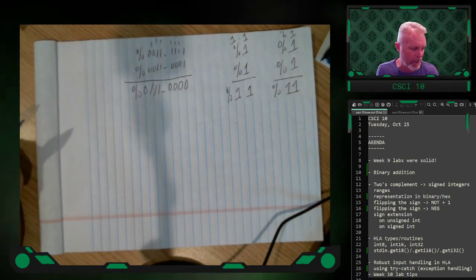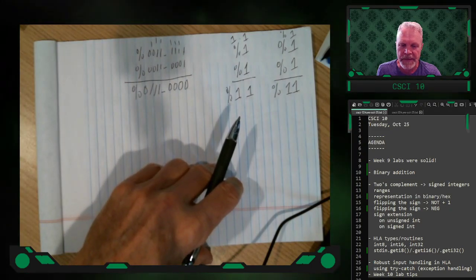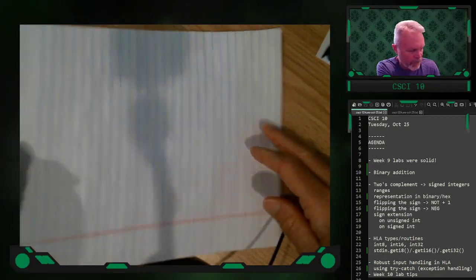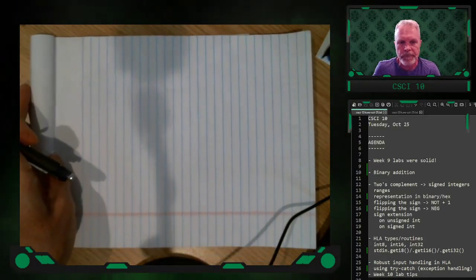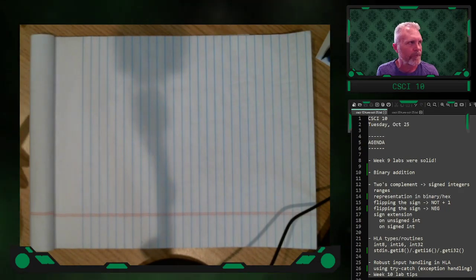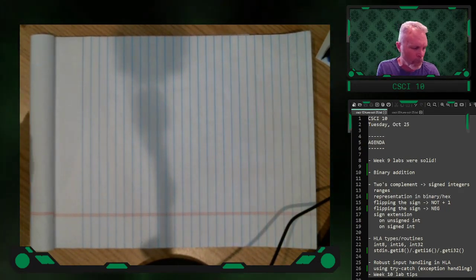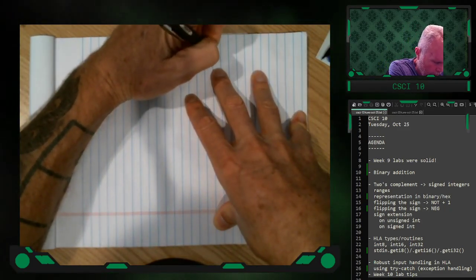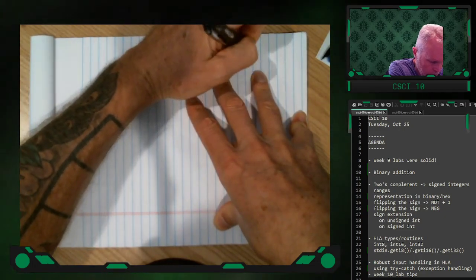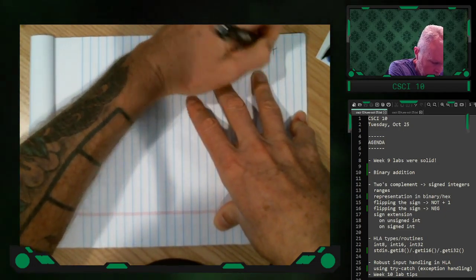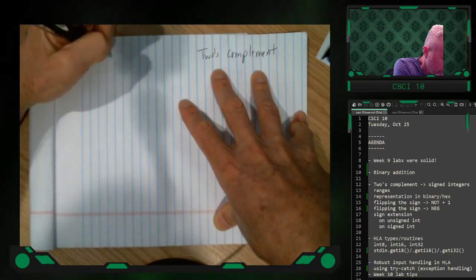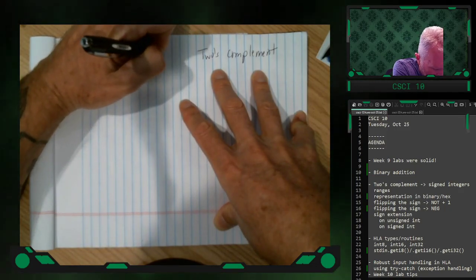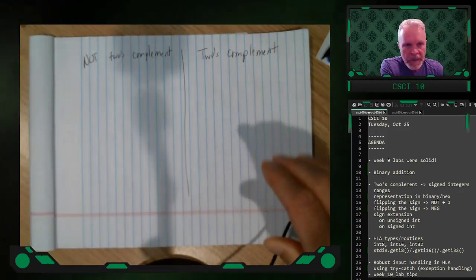I'm just going to stay on the paper for now, I guess. Yeah, let's stay on the paper. So two's complement. There's really only, well, yeah, we'll say there's kind of one primary rule about it. And let me just put them side by side.